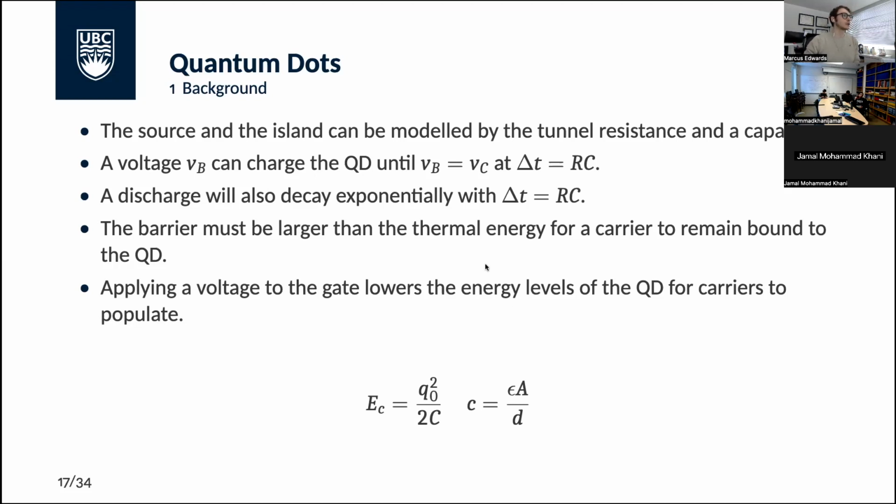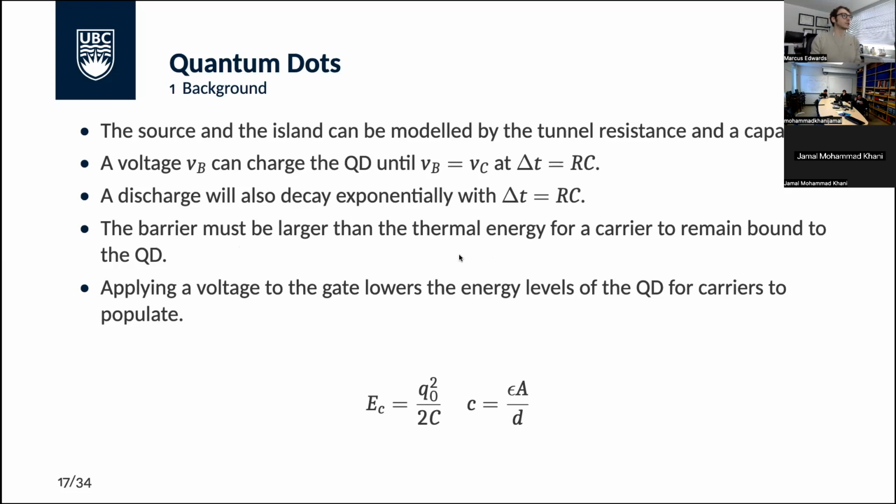The barrier must be larger than the thermal energy for a carrier to remain bound to the quantum dot. And this is a really important detail. This is actually why we need to do our experiments at either sub 1 Kelvin, which we often do, or 4 Kelvin when we're just screening devices. And it's exactly so that our thermal energy is less than our barrier, so that we can have our carrier remain bound to the quantum dot.